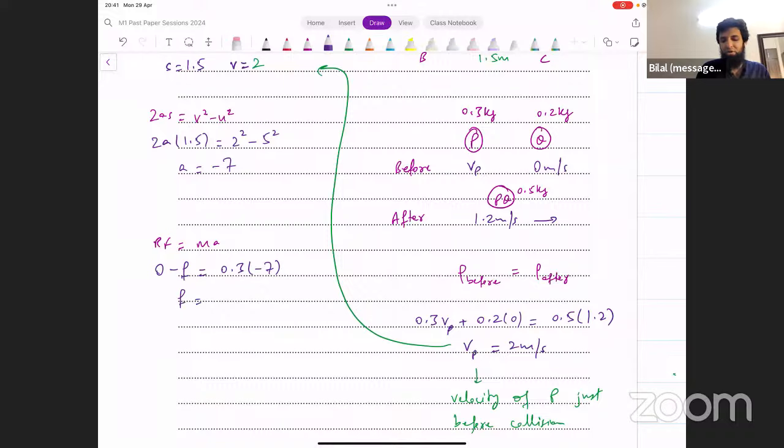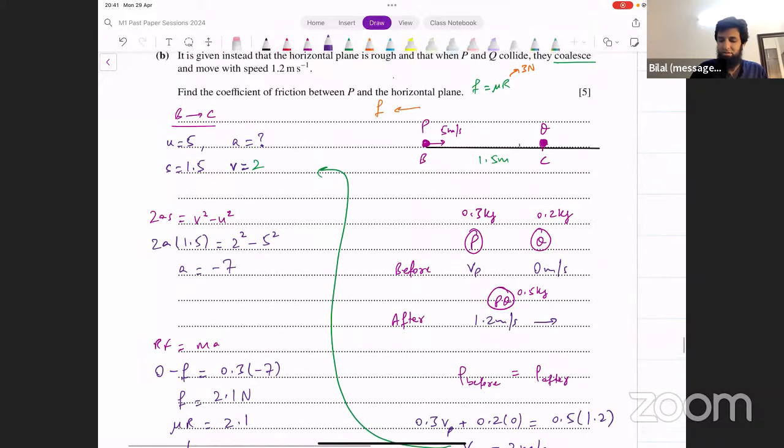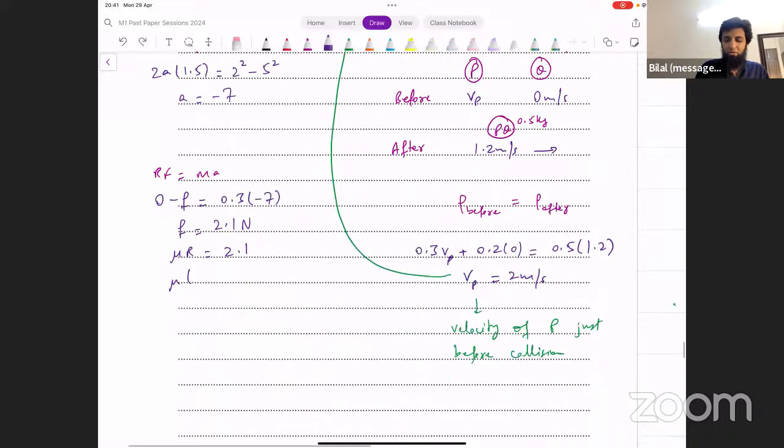Friction turns out to be 2.1 Newton. Now, what is friction? Friction is mu into R. Mu R equals 2.1. The value of R, what's that? 3 Newton, because the weight is 3 Newton. Reaction is also going to be 3 Newton. So mu into 3 equals 2.1, and that gives us 2.1 over 3. And that turns out to be 0.7. That's the value of mu that we were looking for. Is that okay? That's what we get from this.